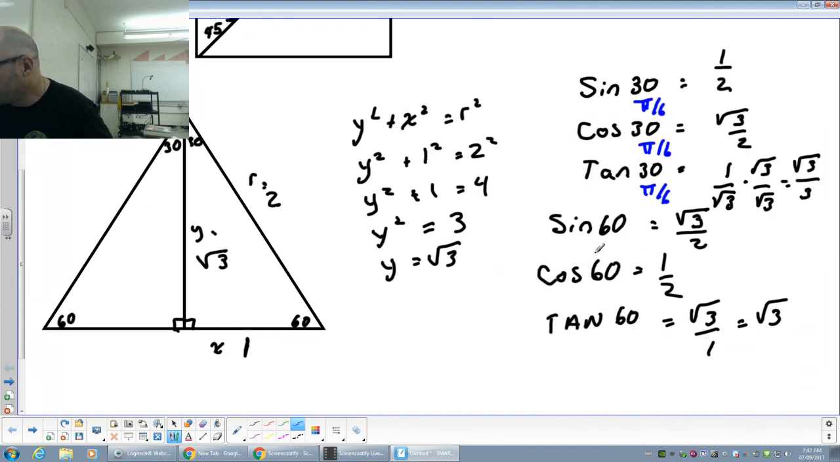Okay, and then this one here would be pi over 3. It's twice the size of this one. Twice the size of pi over 6 is pi over 3. So those are the radian measures. So the blue ones are radian measure, and the black ones are the degree measure.